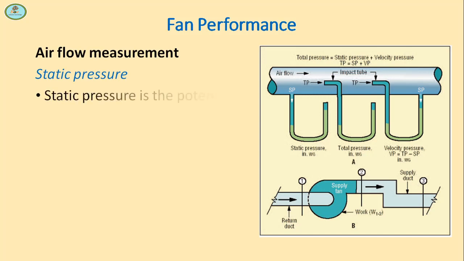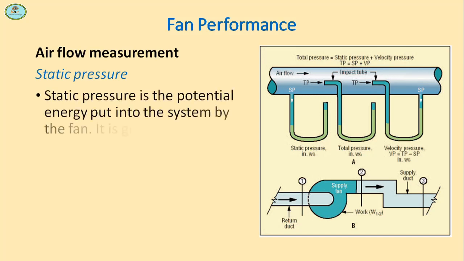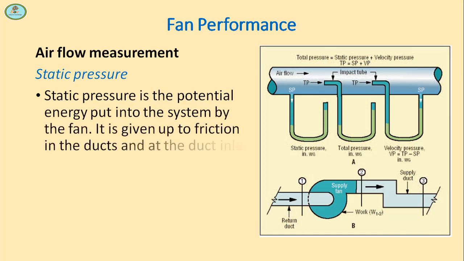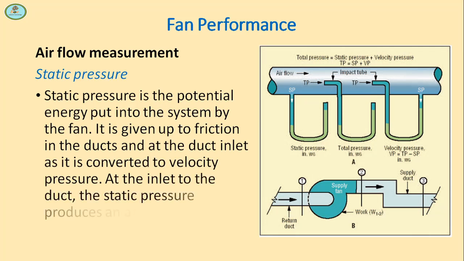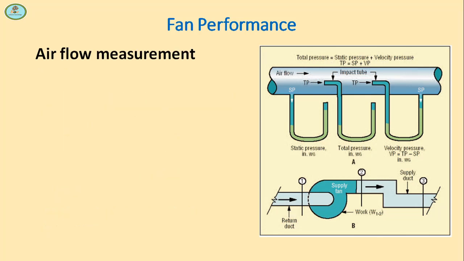Static pressure is the potential energy put into the system by the fan. It is given up to friction in the duct and at the duct inlet as it is converted to velocity pressure. At the inlet to the duct, the static pressure produces an area of low pressure.